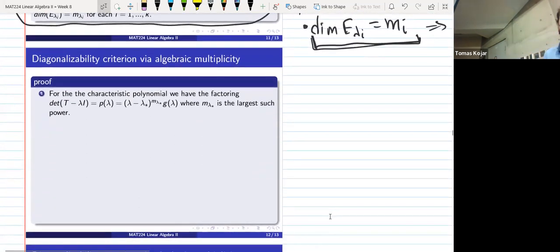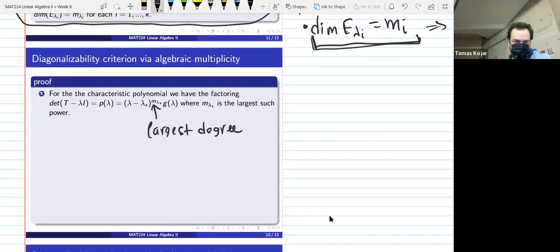By definition, the algebraic multiplicity is the highest power such that you can factor the polynomial in this form. This is the largest degree possible, and G lambda is some function that's not zero at lambda star. So I might as well write lambda star.